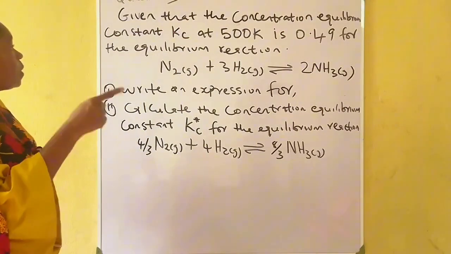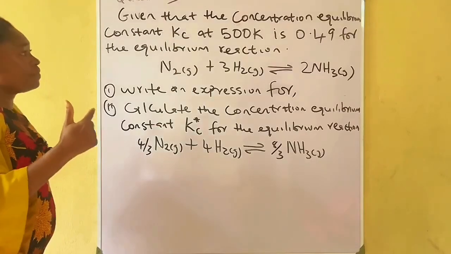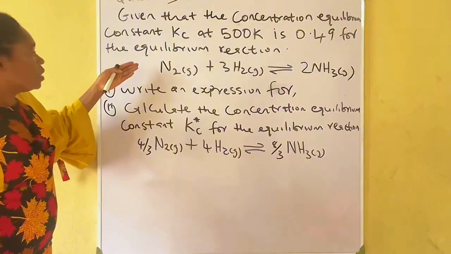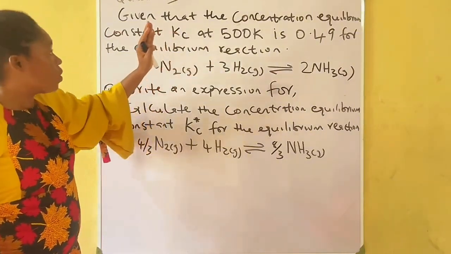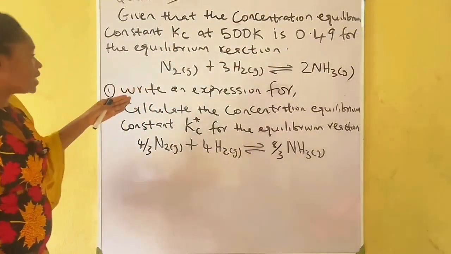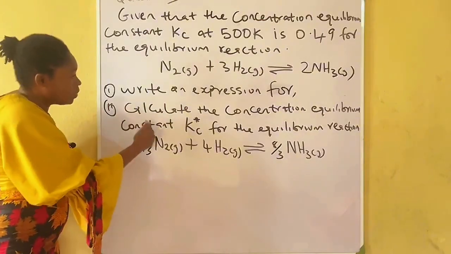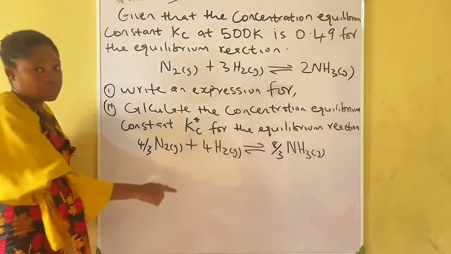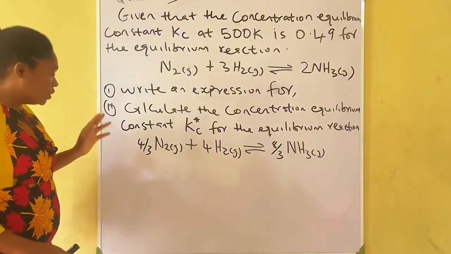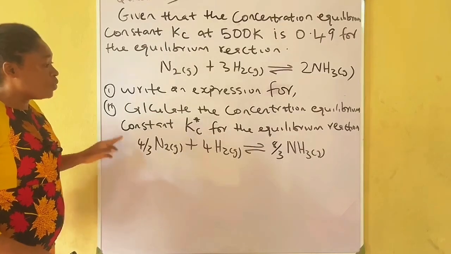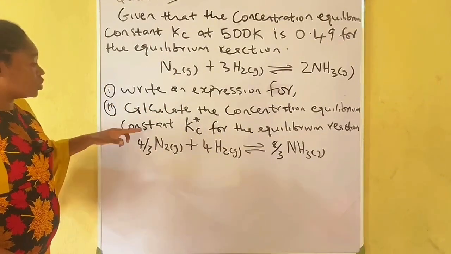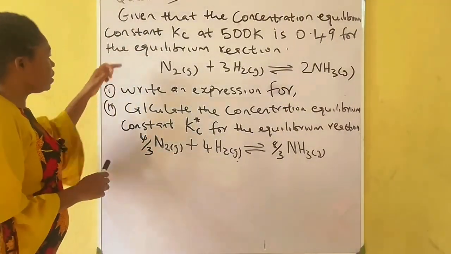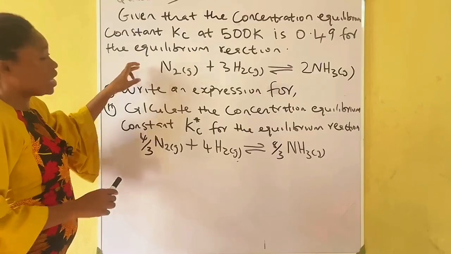Let's look at question number 3. Given that the concentration equilibrium constant Kc at 500 Kelvin is 0.49 for this equilibrium reaction, write an expression for and calculate the concentration equilibrium constant for this other equilibrium reaction. So we are asked to write the expression for this reaction and also calculate the concentration equilibrium constant, that's Kc, for this equation. So let me write the expression for this Kc.